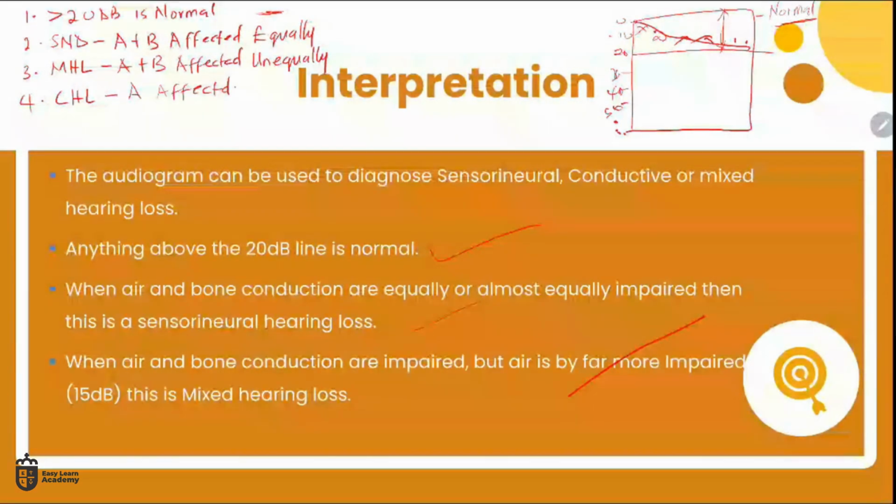Point 3, when air and bone conduction are impaired, but air is far more impaired. So air and bone conduction are impaired, but unequally. What is unequal is air. Air is by far more impaired. So take note of what is by far more impaired. It means air will be lower down and bone will be up, and you can see there's a big distance.